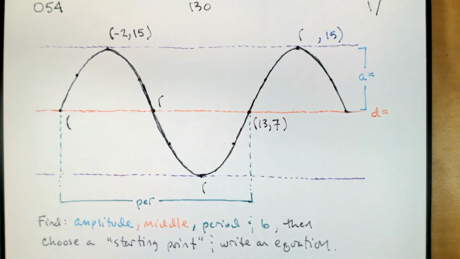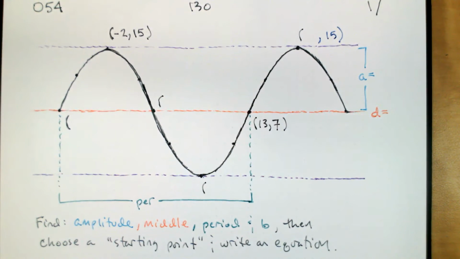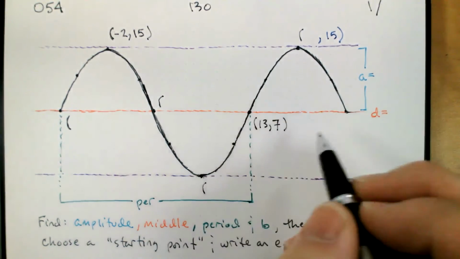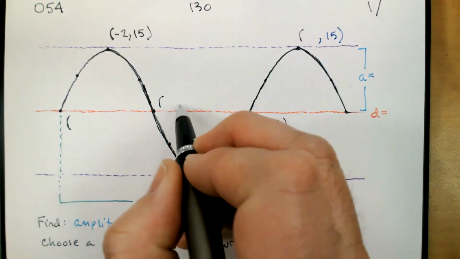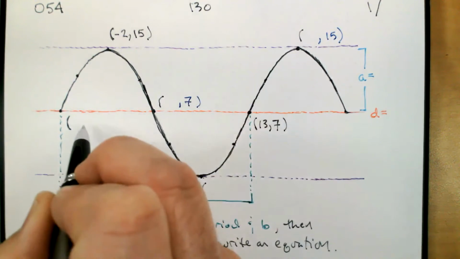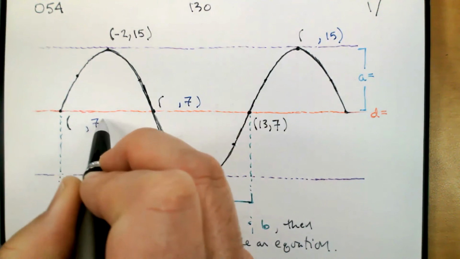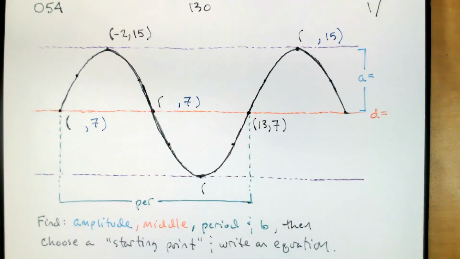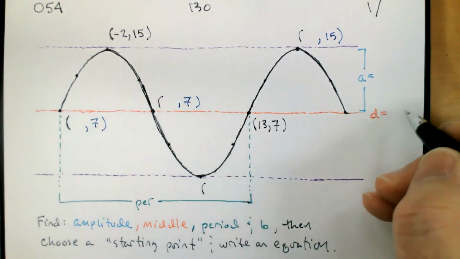We also see that the y-coordinate of the middle points is 7, and they all have to be the same. So whatever is going on in these x-coordinates, 7 is the middle. And that happens to be one of the things that we're looking for. What is D, the middle? And it looks like the middle is at 7.